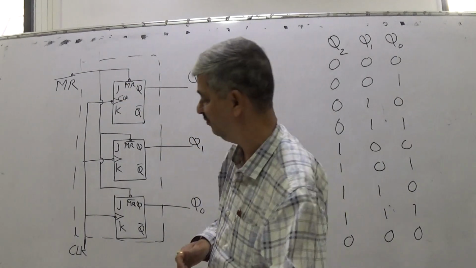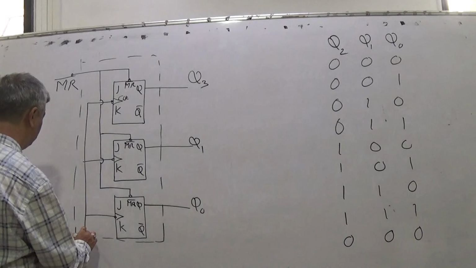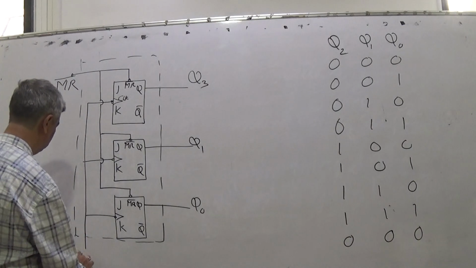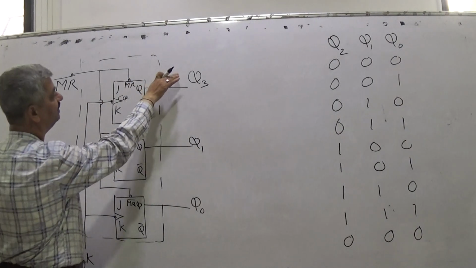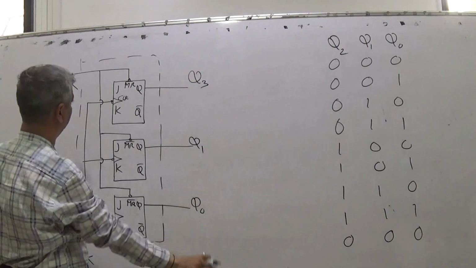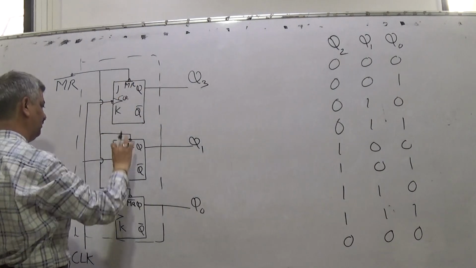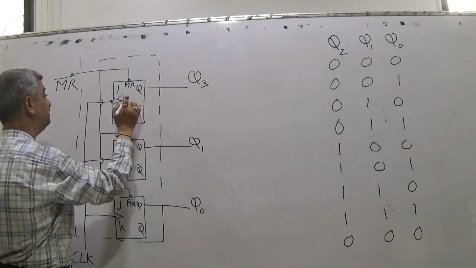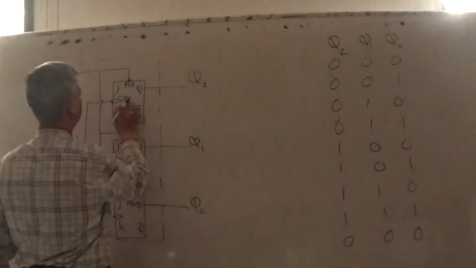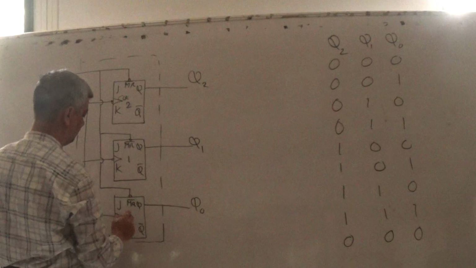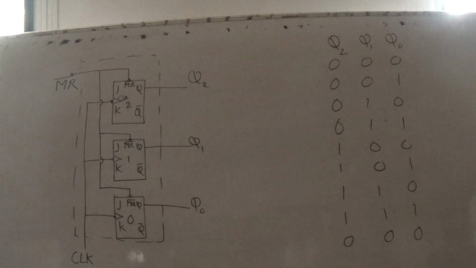So designing means what now? Designing means how we shall decide to give inputs J and K to these flip-flops such that the required operation is observed. So this I will call JK, JK, JK, for this flip-flop JK, for this flip-flop JK, for this flip-flop JK. This is flip-flop number 2, flip-flop number 1 and flip-flop number 0.